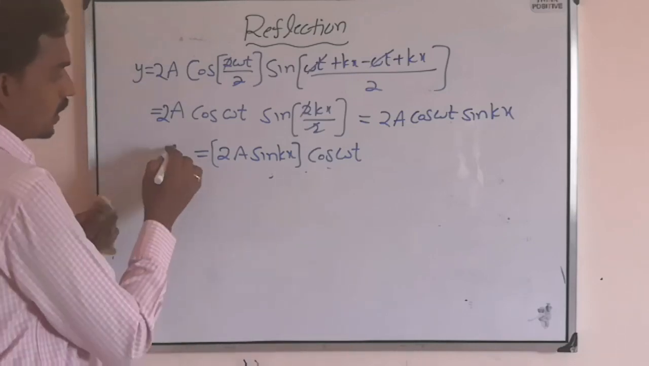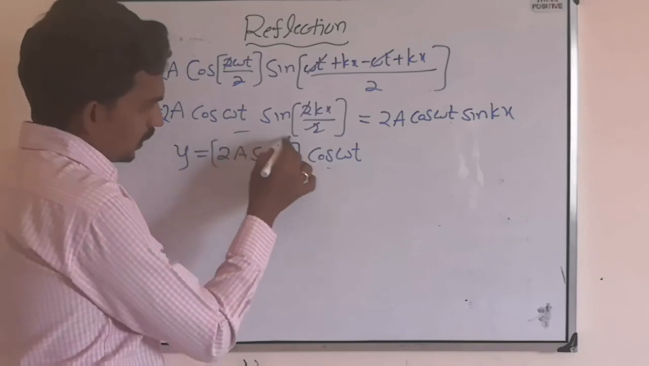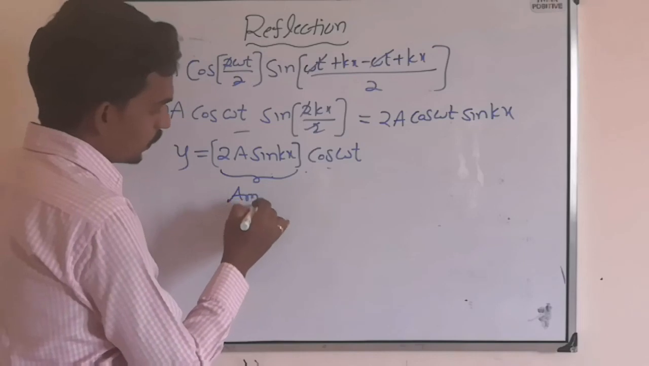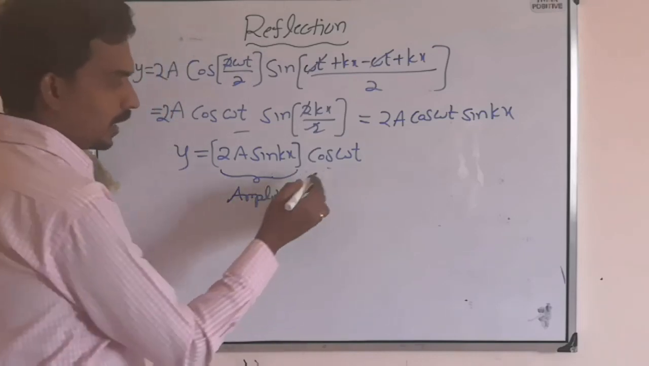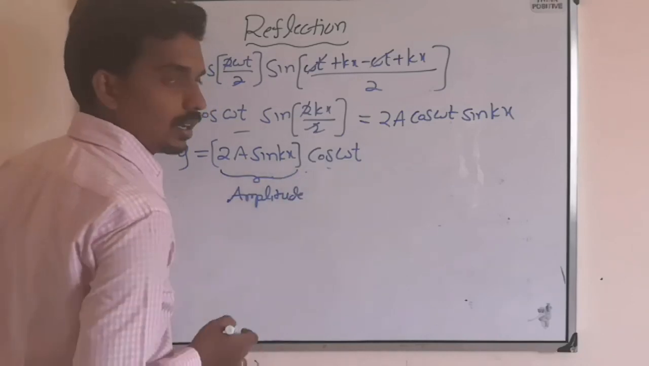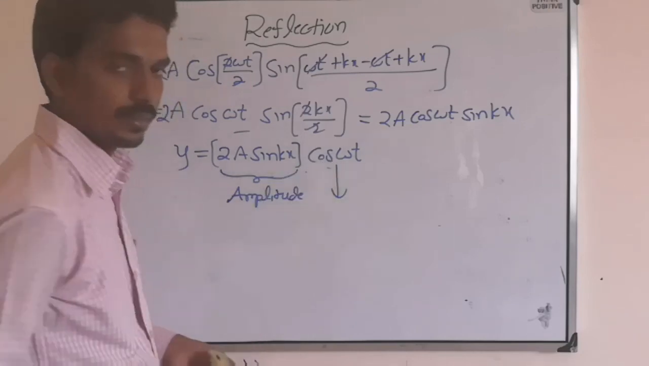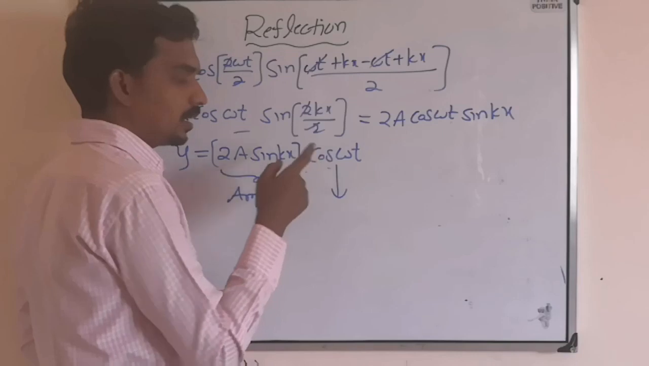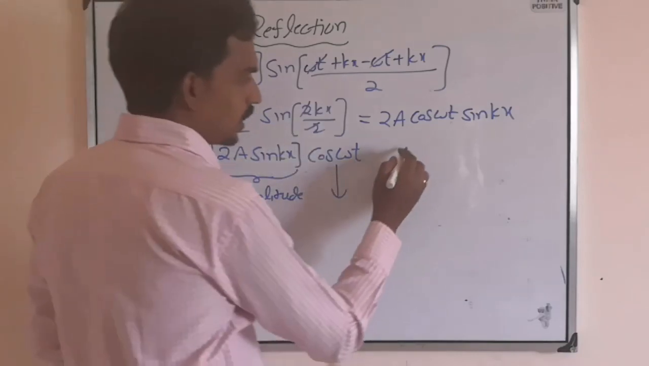If you observe the equation, this term we call the amplitude, and this one we call the time variable function, the cosine function. It can come reverse also. Here cos can come, here sin can come. We'll see later.